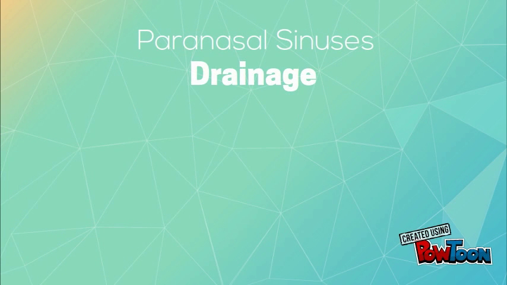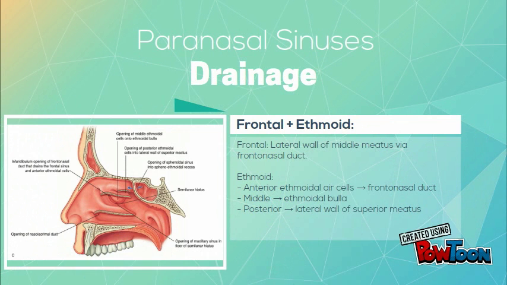Let's have a look at the drainage of these paranasal sinuses. The frontal sinus drains into the middle meatus via the frontonasal duct. The ethmoid sinus has three groups of air cells. The anterior and middle drain into the middle meatus, whereas the posterior drains into the superior meatus.